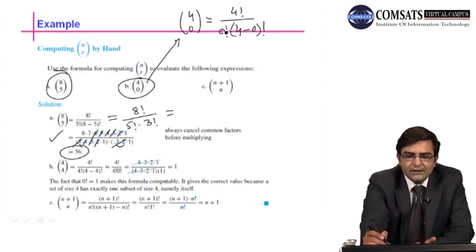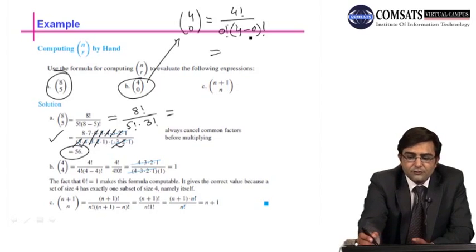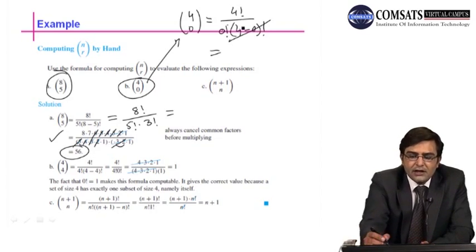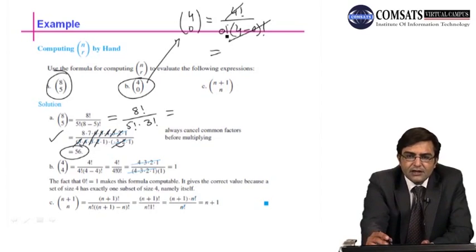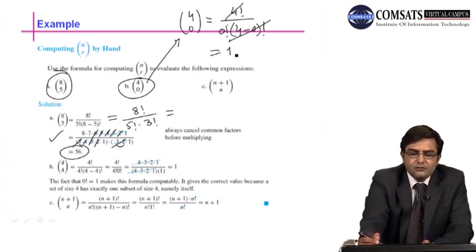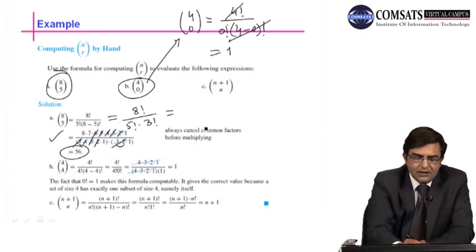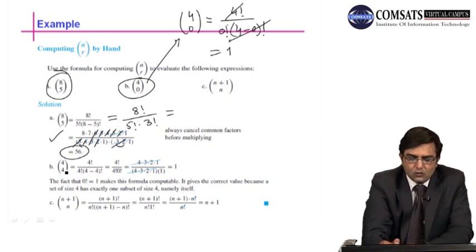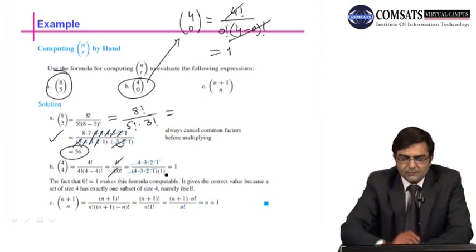0 factorial is 1, as you know. 4 minus 0 is 4, so 4 factorial can be cancelled out with 4 factorial, and we get 0 factorial, which is 1. 1 by 1 is 1, so 4C0 is 1. Similarly, 4C4 is also 1, as 4 factorial over 4 factorial into 4 minus 4 is basically 0 factorial. 4 factorial cancels out with 4 factorial, and we get 1.